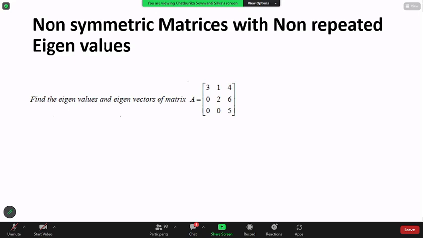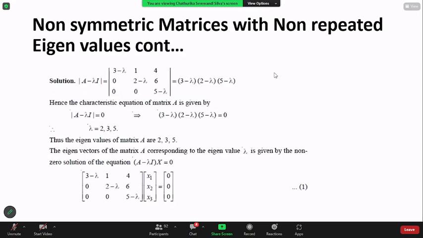Three, 2, 5. Why? Because it's an upper triangular matrix. Here also it's easy if you consider the first column. You are going to get the determinant with respect to the first column, right? If you take the determinant with respect to the first column, you will easily end up with this one. And then again it will say lambda is 3, 2, 3, 5.